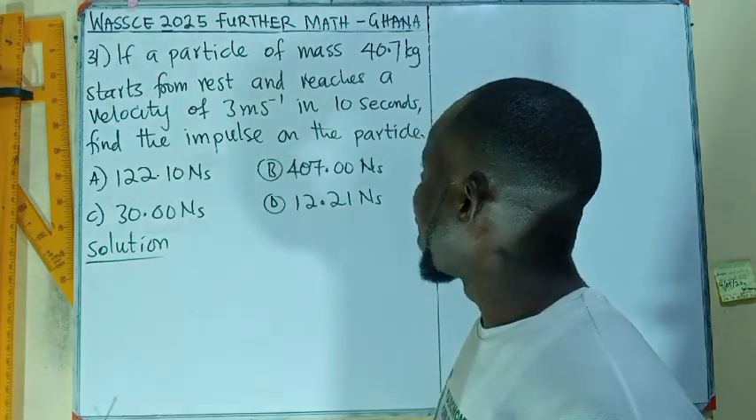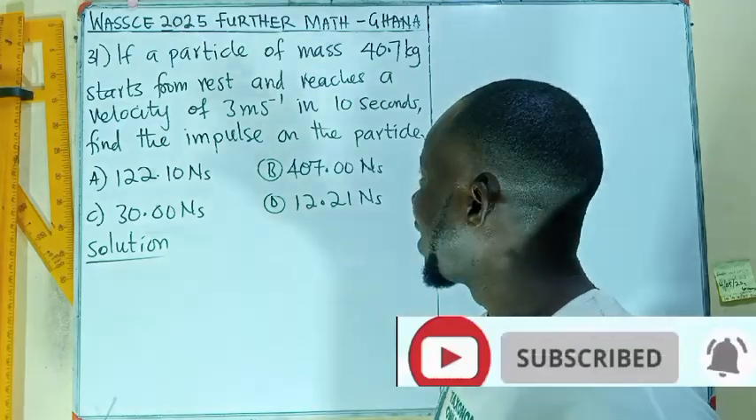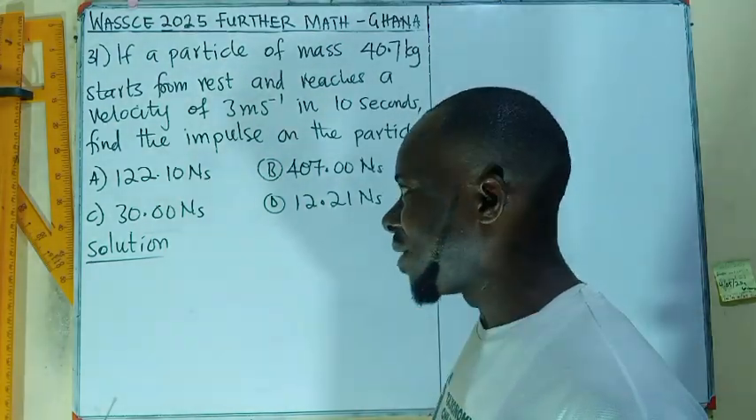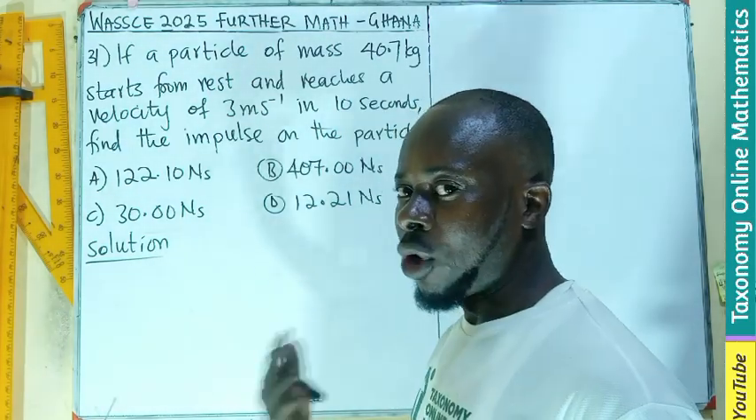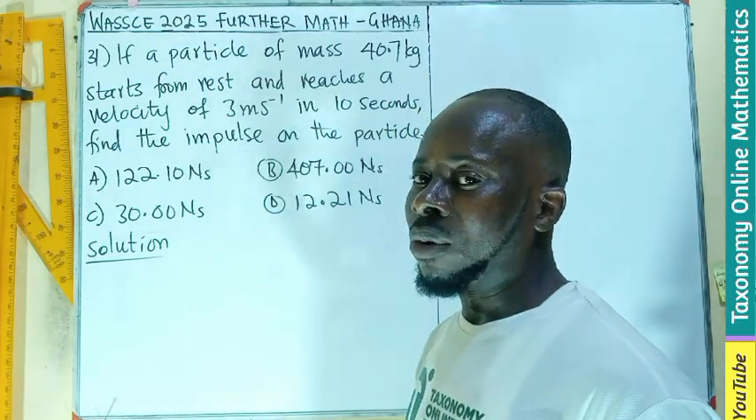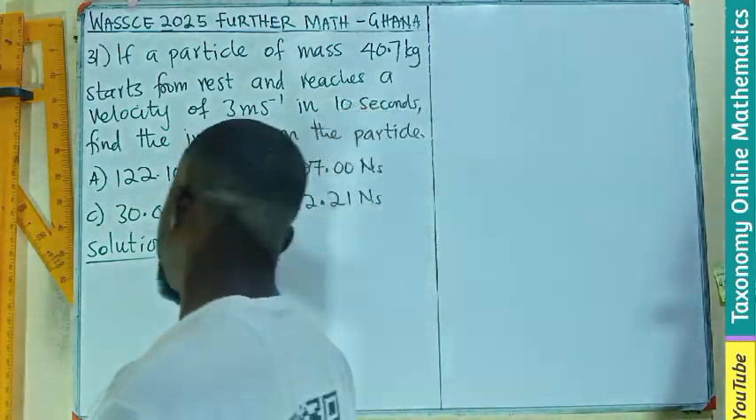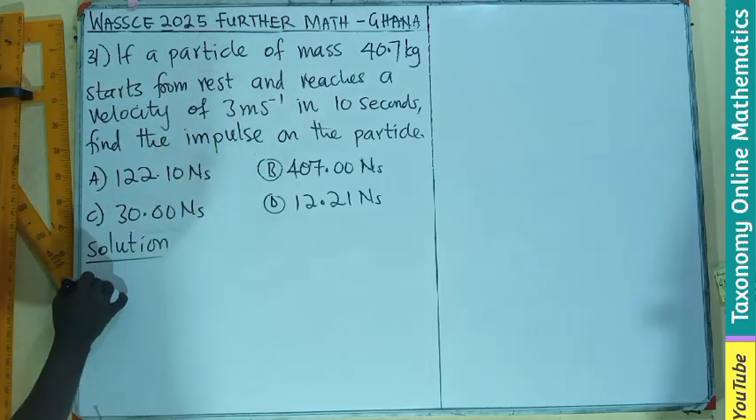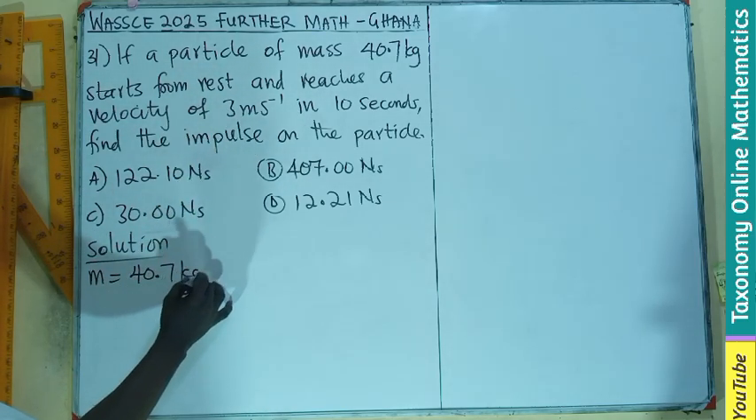Question number 31, WASSCE 2025 Further Mathematics. If a particle of mass 40.7 kg starts from rest and reaches a velocity of 3 meters per second in 10 seconds, we have to find the impulse on the particle. If you follow our tutorial that we did on mechanics, dynamics, under impulse, let's begin with the information given in the question. The mass has been given as 40.7 kg.